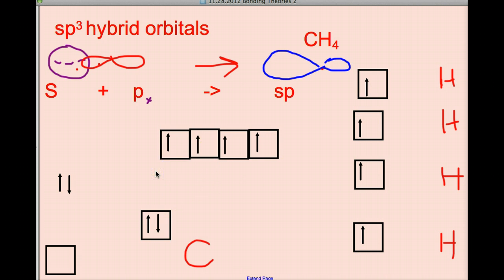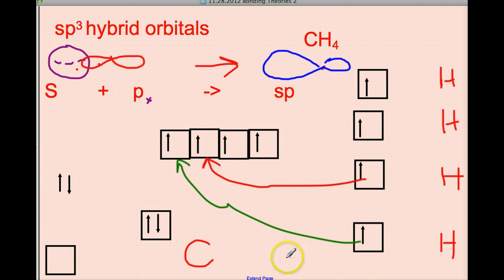So just so I get rid of these, what's going to happen is this electron is going to share with this orbital. This electron right here is going to share with this orbital. And this electron right here is going to share with this orbital. And finally, this electron right here is going to share with this orbital. So now every single H atom is connected to the central C atom.